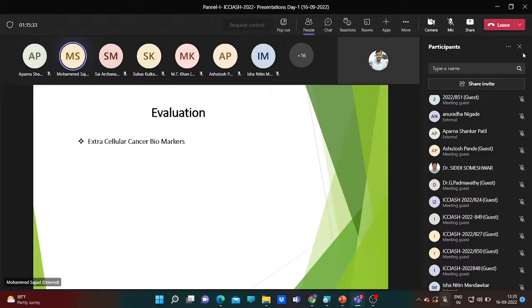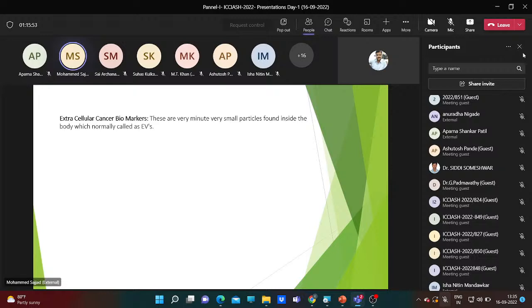Now, in evolution, if we drill down into the detail: extracellular cancer biomarkers, protein detection, circulating tumor DNA, microRNA detection, and DNA methylation detection, these are all there. If we talk about each quickly, extracellular cancer biomarkers are very minute, very small particles found inside the body, normally called EVs. In protein detection, the blood contains plenty of different substances along with proteins. These proteins can give us the health status of the cells and tissues from where they originated.